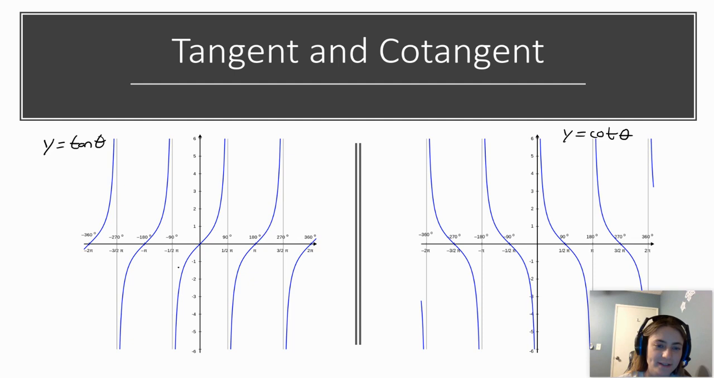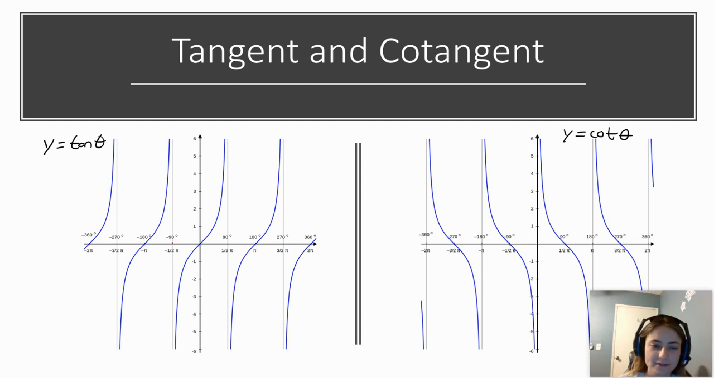So we see this curve from negative pi over 2 to pi over 2. We just copy and paste this to the left and the right. And for cotangent, this curve from 0 to pi, we copy and paste to the left and right. It goes on forever.